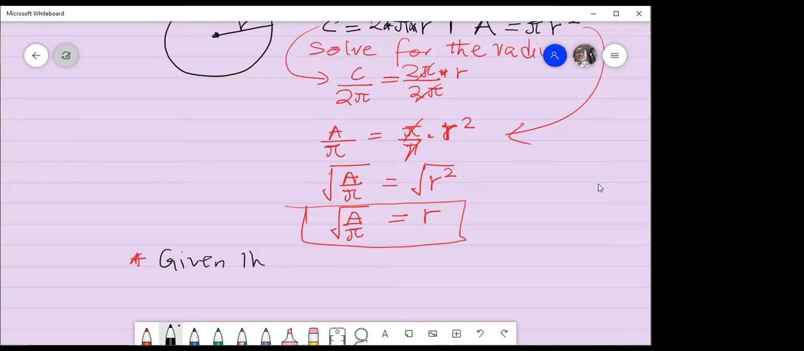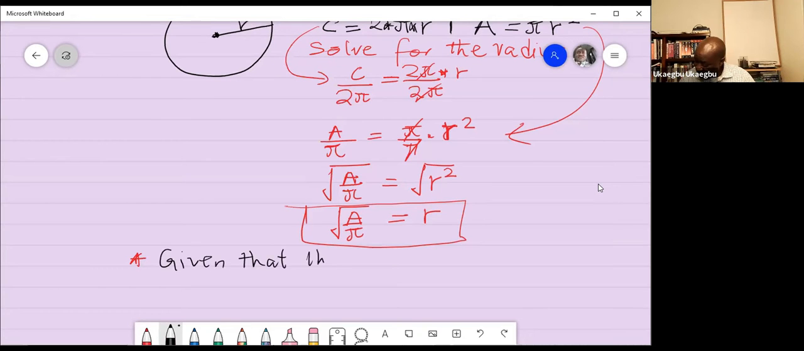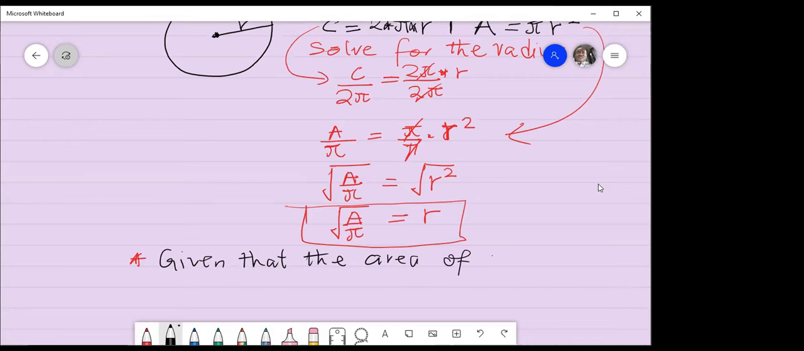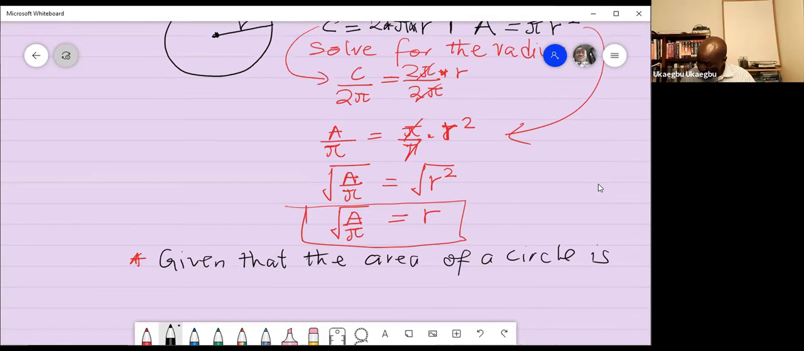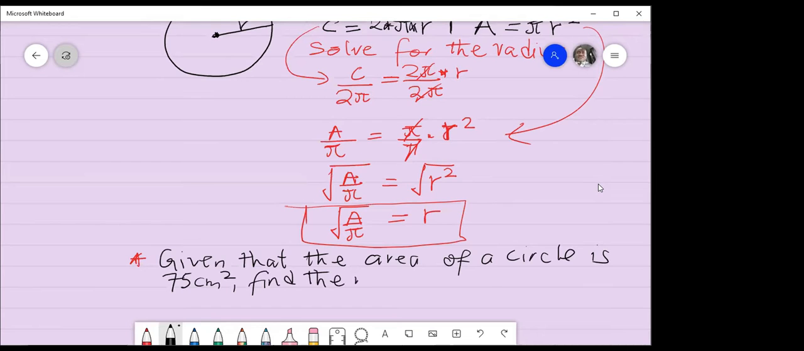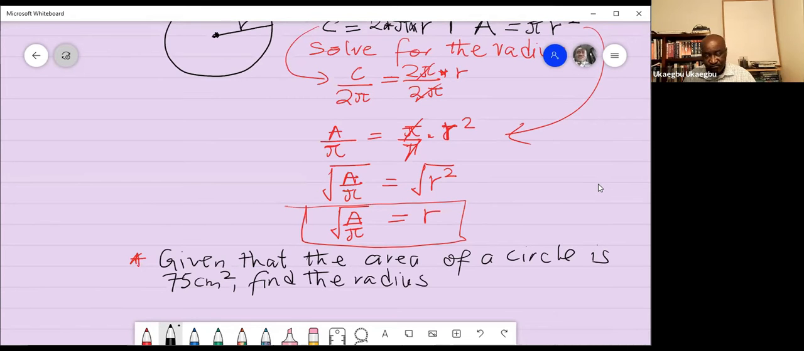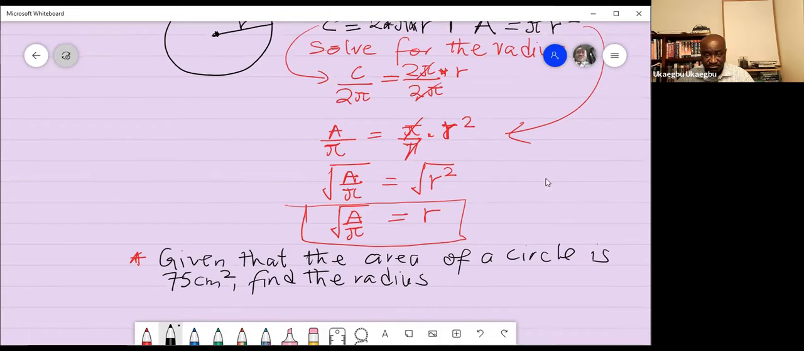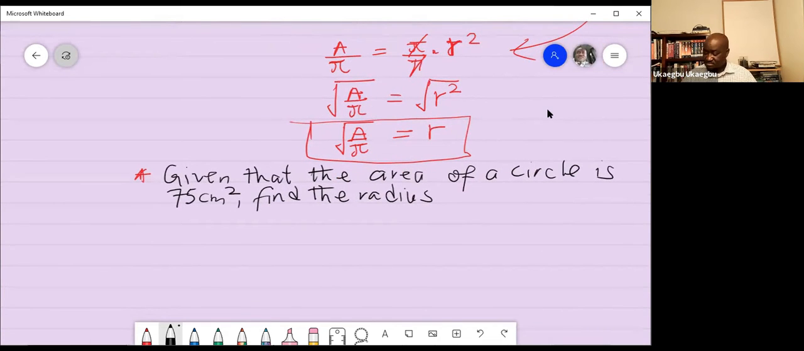Given that the area of a circle is 75 centimeters squared, find the radius. Okay, find the radius. So now, solution.